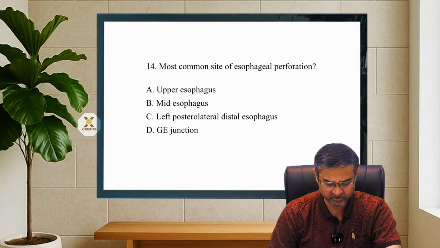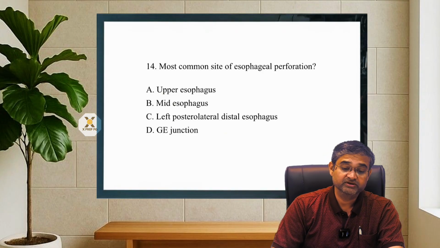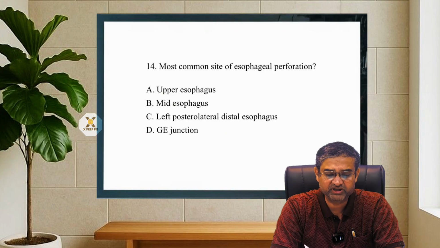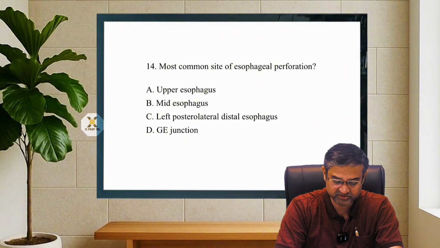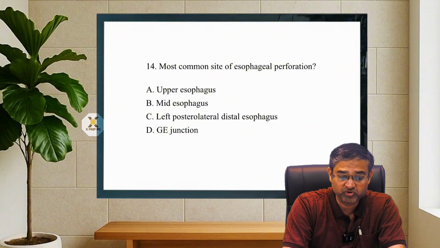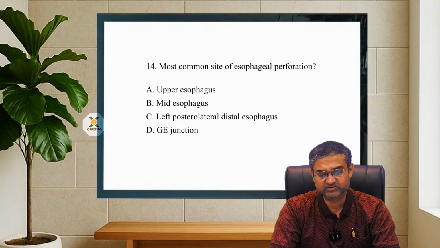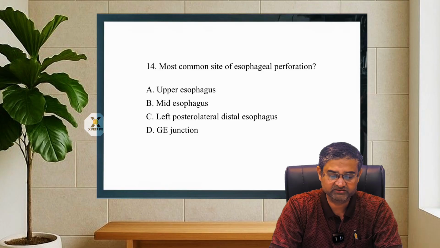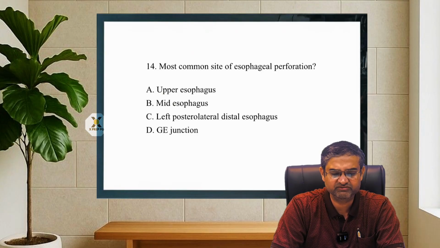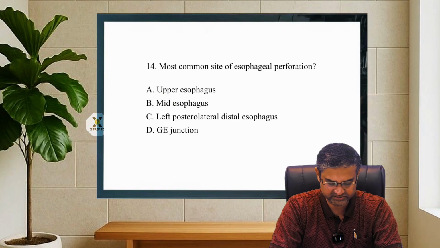So we move on to our 14th question. The most common site for esophageal perforation, and you have to be very sure for this answer also. Left posterolateral distal esophagus. This is the most common anatomical site of esophagus for perforation.